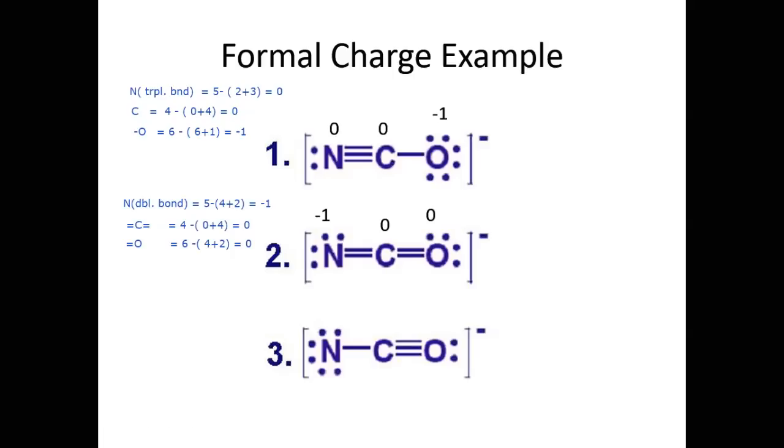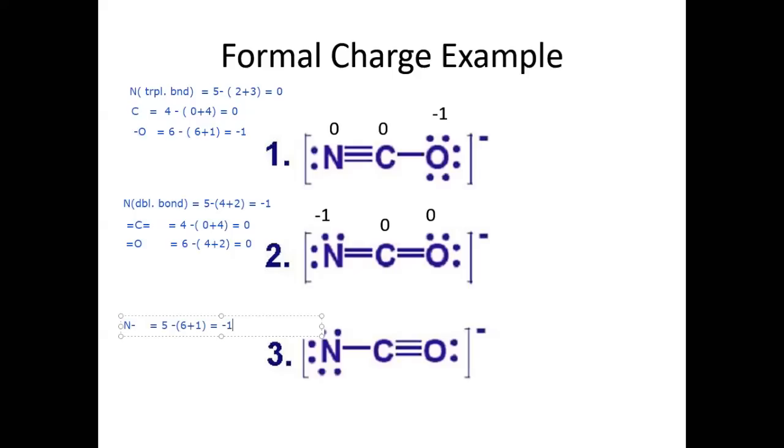Now for the last one. So now we have a nitrogen single bond. Nitrogen has five valence electrons minus the number of lone electrons, which is six, plus one equals negative one. So this nitrogen has a negative one charge. Excuse me, negative two, my bad. Yeah, seven, five minus seven is negative two. Made a boo-boo.